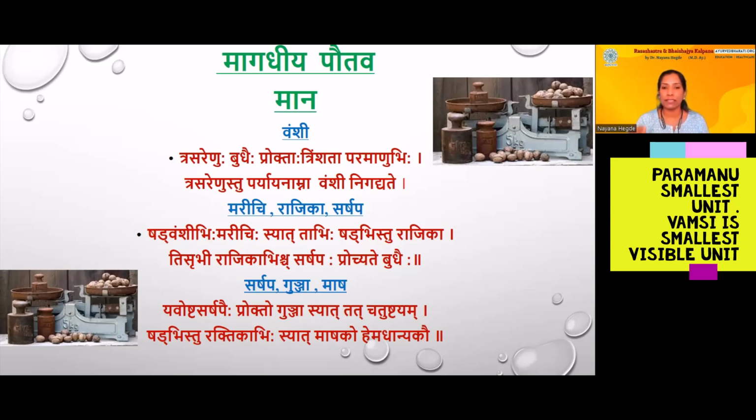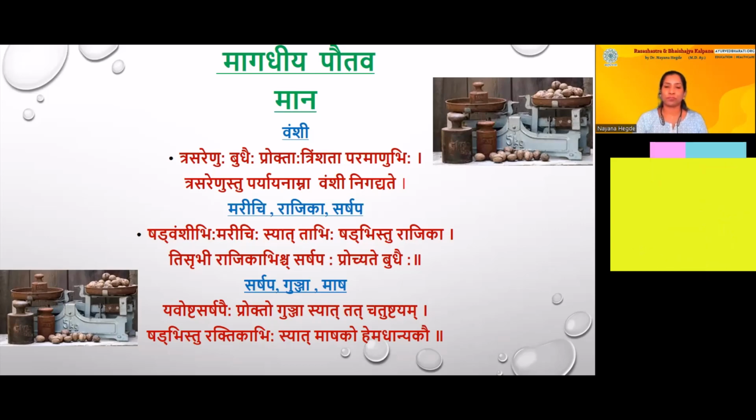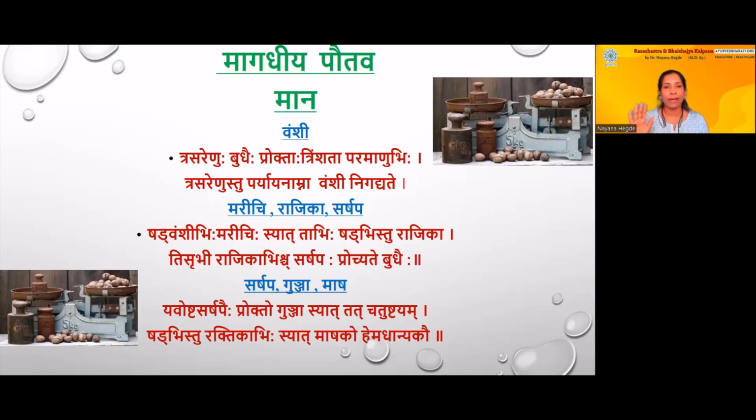Shad Vamshi Bihi Marichi Syat, Ta Bihi Shad Bistu Rajika. Tisra Bhi Rajika Bhishya Sarshapaha Prochyate Budaihi. Here Rajika is white or yellow variety of mustard. And three Rajika leads to one Sarshapa. The Sarshapa is the black variety of mustard which is commonly used. So here we studied Marichi, Rajika and Sarshapa.